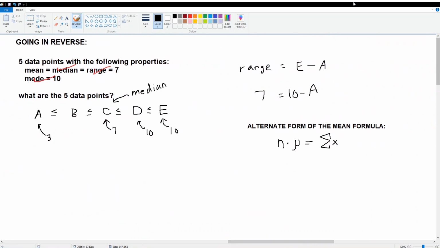You might ask, okay, it looks nicer, but explain to me how this is useful. Here's how it's useful. Look at it here. We have 5 data points. And our mean is 7. This has to be equal to the sum of the data points. Sum of our x is A plus B plus C plus D plus E.